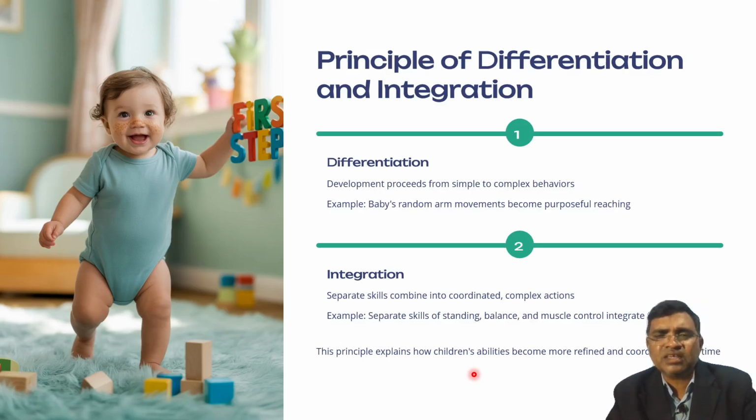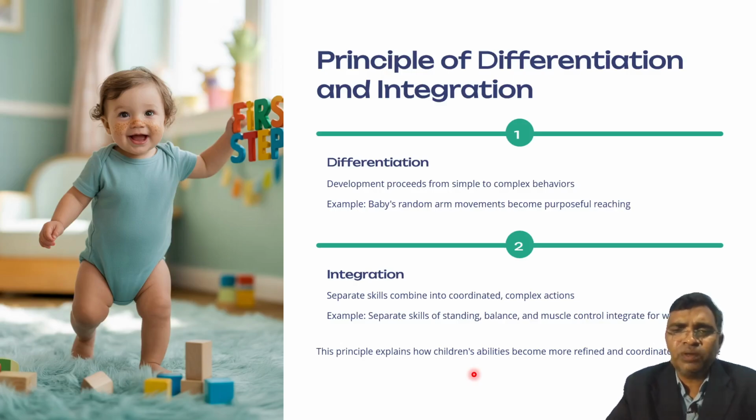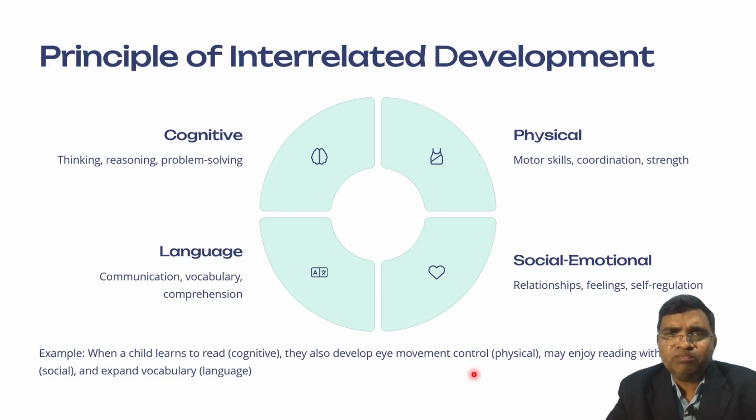Integration, so separate skills combine into coordinated complex action. So firstly they learn specific skills, then they integrate all the skills. For example, separate skills for standing, balancing, and muscle control are integrated for walking. The principle explains how children's abilities become more refined and coordinated over time.